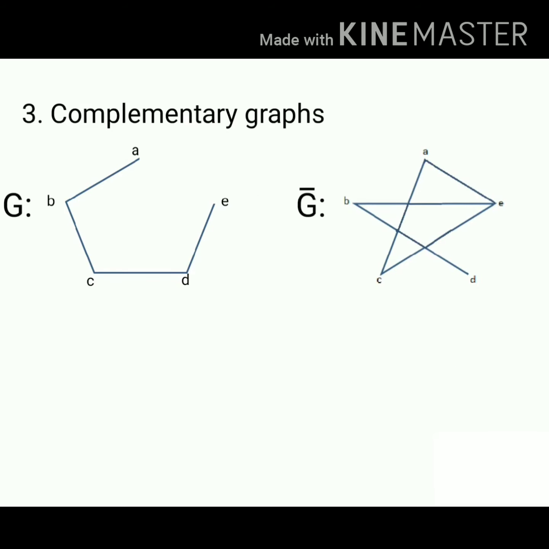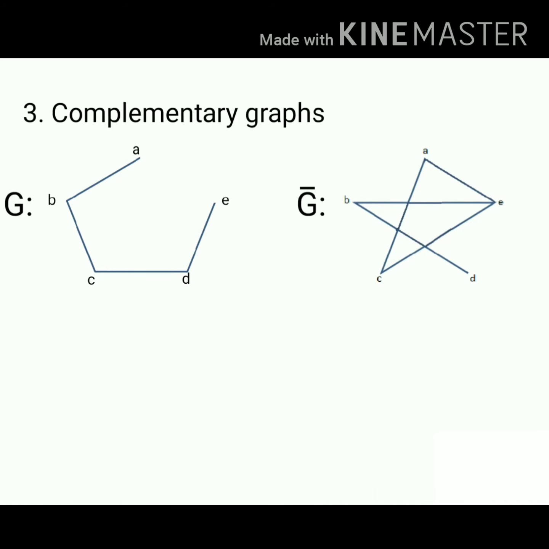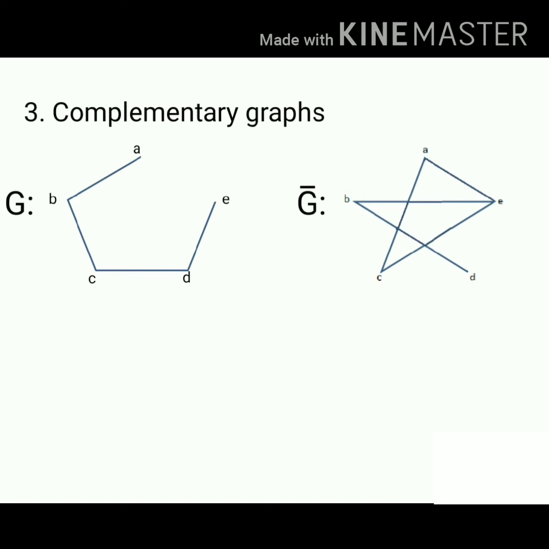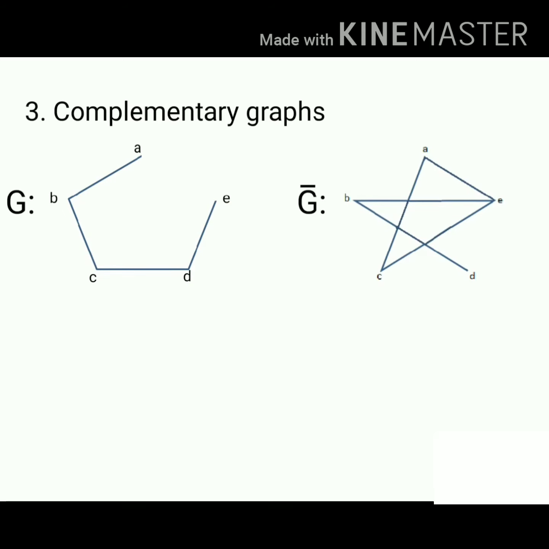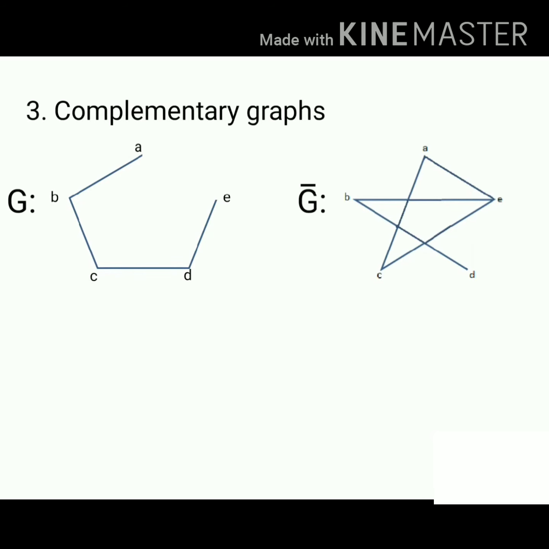Let's go to the example here. The graph G has vertices A, B, C, D, E, and the G bar has the same vertices but the edges are different. Here A and B are connected, but in G bar A and B are not connected. If it is connected in G, then it is not connected in G bar. Also B and E are not connected in G, but in G bar B and E are connected. So one graph is the complement of the other graph.